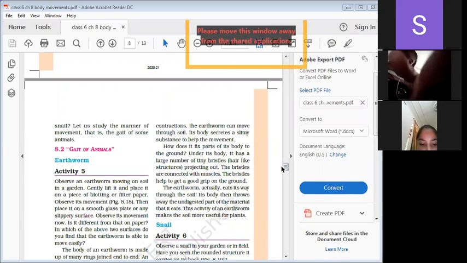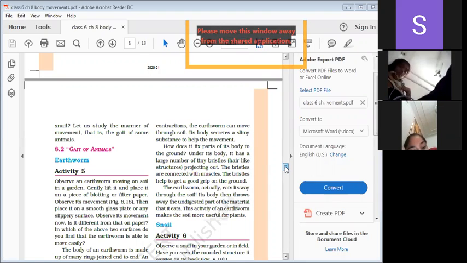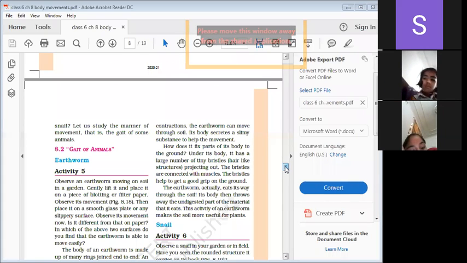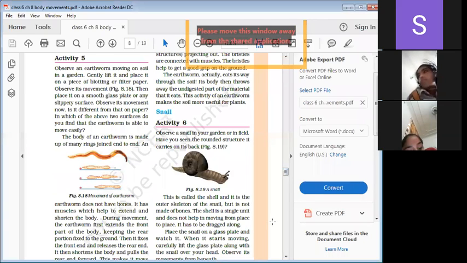How does the earthworm move? There is no bone in its body, only muscles. And what does it do with the muscles? Contract and expand. Contract means shrinking and expand means spreading. First it contracts all its muscles and then expands them, and that's how it moves on the soil. The earthworm makes the soil fertile so that you can grow the crops, and that's why it is also known as the farmer's friend.